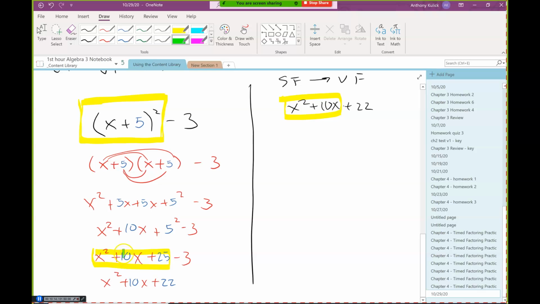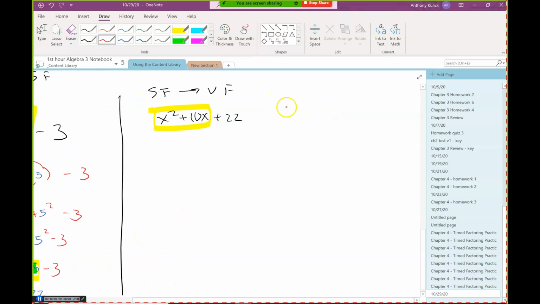So what I'm going to do is look for a relationship between this 10 and this 25. How can I take 10 and turn it into 25? What if I divide it by 2 and then square it? 10 divided by 2 is 5, and 5 squared is 25. Everybody kind of see that? The relationship between that middle number and the number on the end? So we're going to just take that x coefficient, divide it by 2, square it.